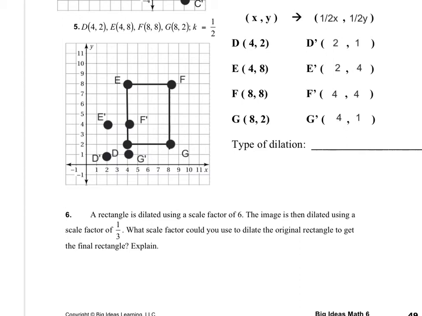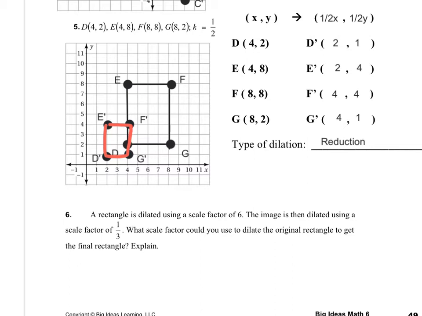I'm going to connect the vertices of the image with a colored line so that you can see where the image is since they overlap a little bit. You can see from the drawing that the original figure is larger than the image. So if the image is smaller, that means that this type of dilation is reduction.